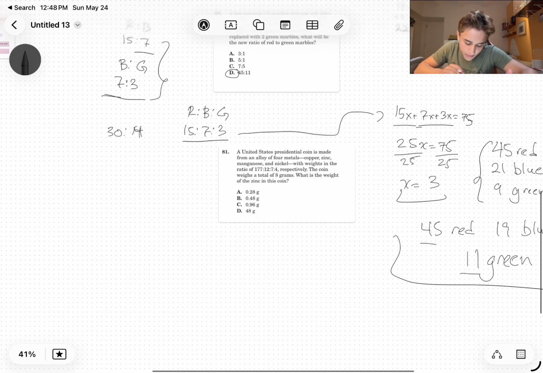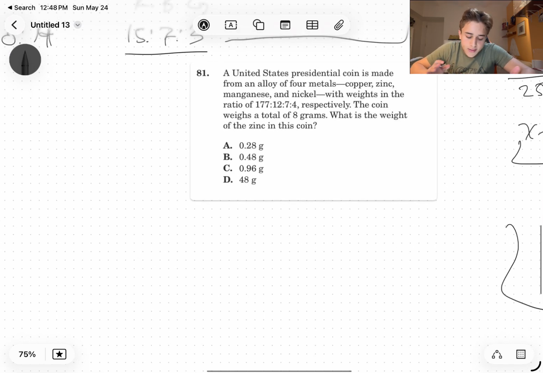And so the last problem is, a United States presidential coin is made from an alloy of 4 metals, copper, zinc, manganese, and nickel, with weights in the ratio of 177 to 12 to 7 to 4, respectively. The coin weighs a total of 8 grams. What is the weight of the zinc in this coin?